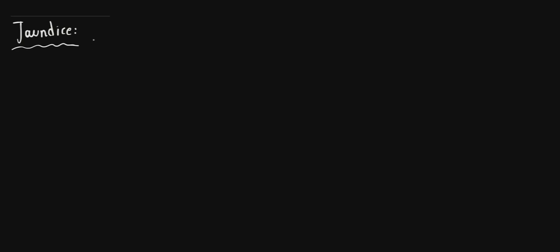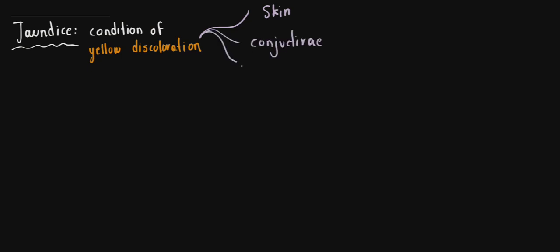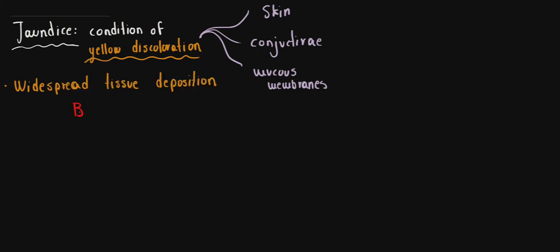So jaundice is a condition where we have yellow discoloration of the skin, the conjunctivae, and the mucous membranes. The thing that causes this yellow discoloration that we see in jaundice is actually the widespread tissue deposition of bilirubin, a pigmented metabolite. General increase in bilirubin will cause jaundice.